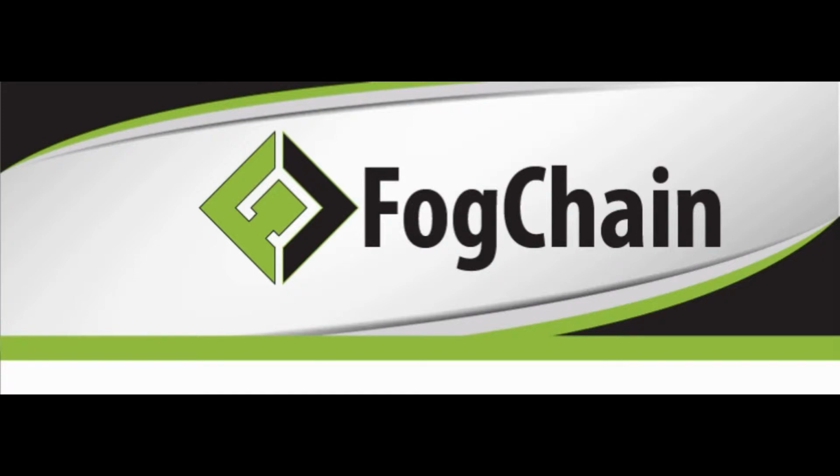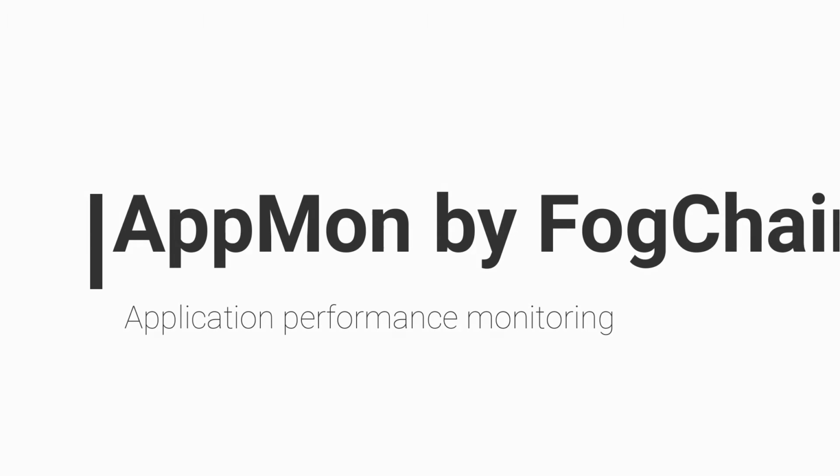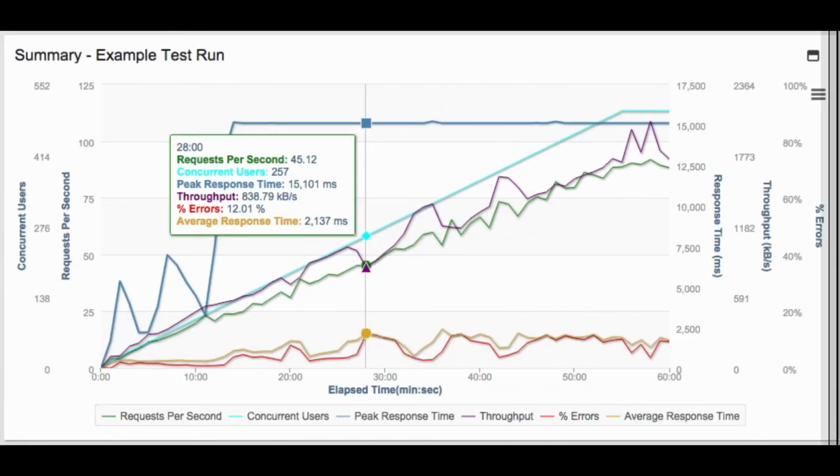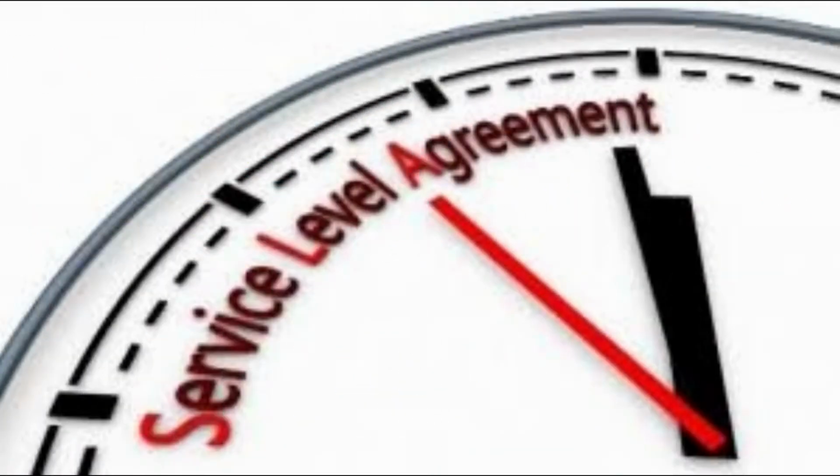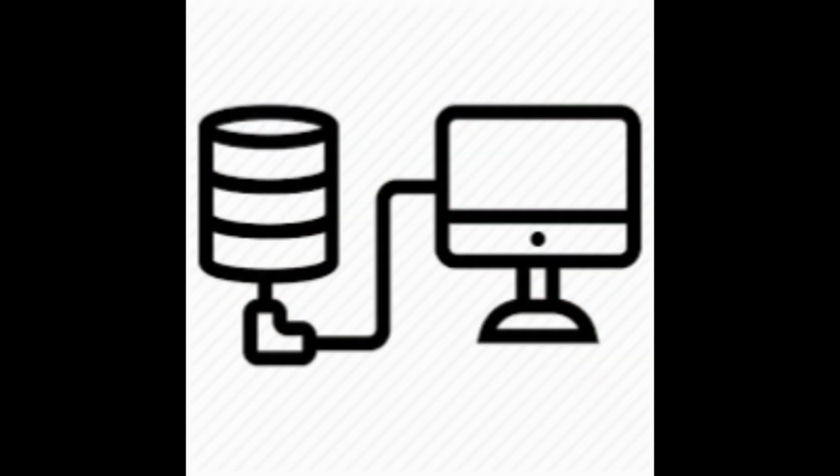Once quality assurance has completed their testing and has moved the application under test into production, it is time for FogChain's application monitoring tool, AppMon, to start monitoring and reporting on the application's performance. AppMon continuously monitors web and mobile application performance against user-defined SLA targets. AppMon stores the performance data for later reporting and analysis.